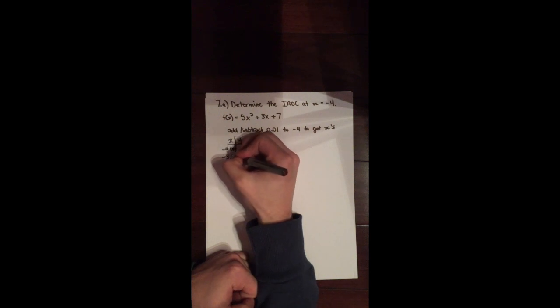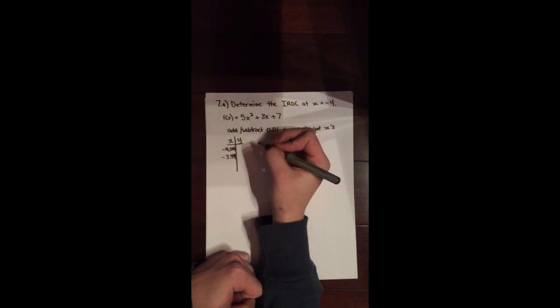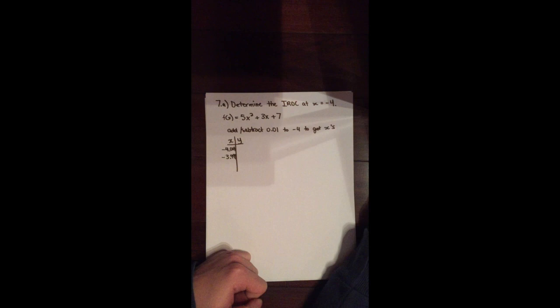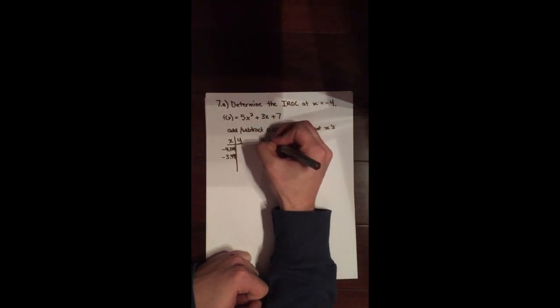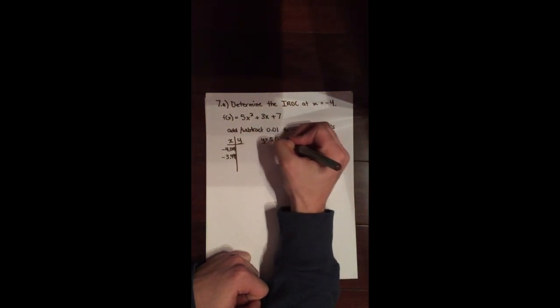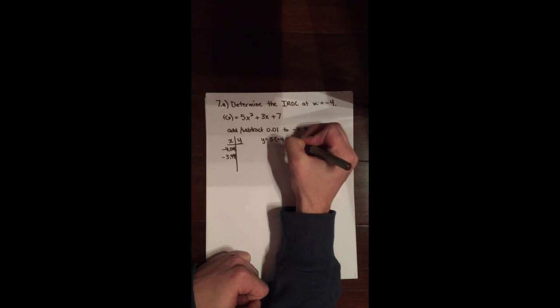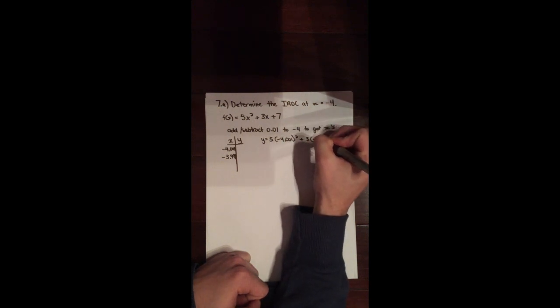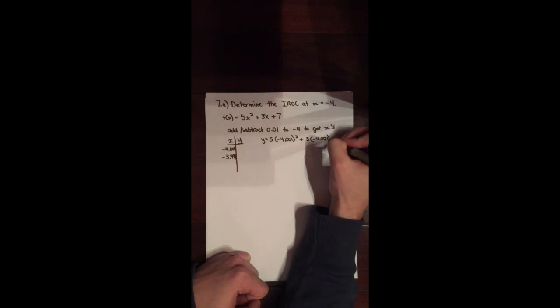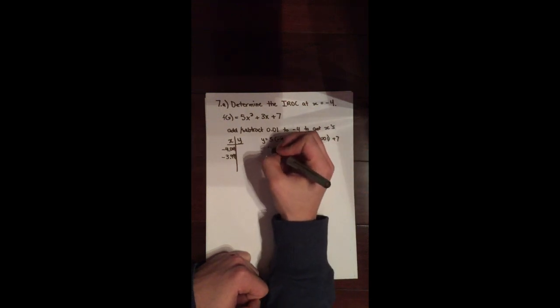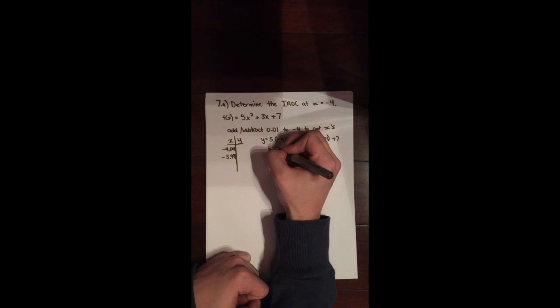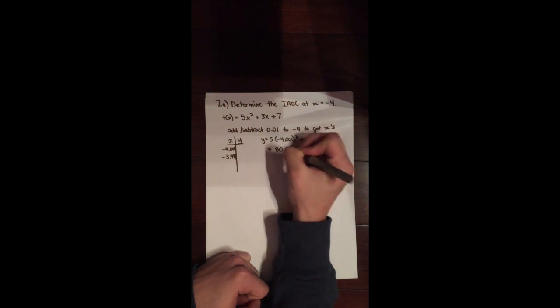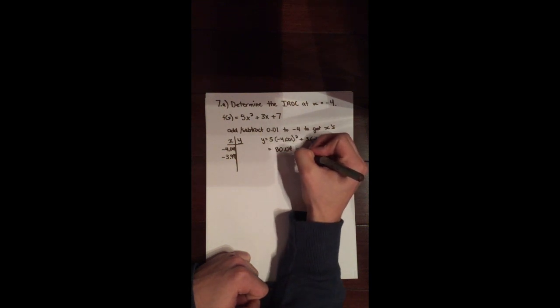Now, once you have both your x values, you're going to want to plug in the first x value into your original equation, which was 5x to the power of 2 plus 3x plus 7. Once you come up with this answer, you will have your first y coordinate.